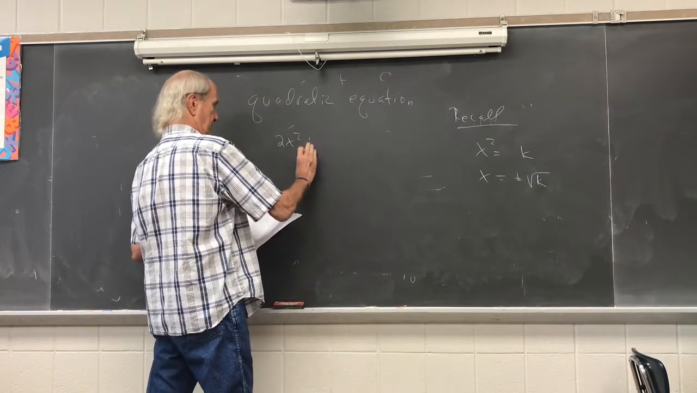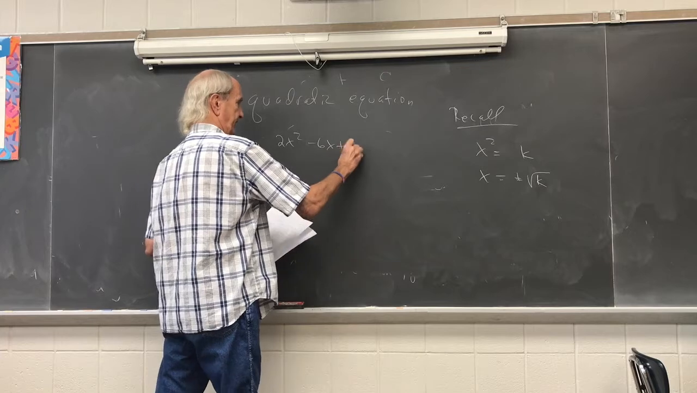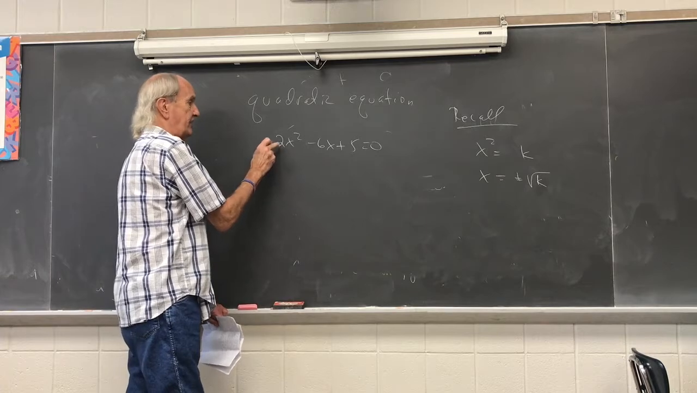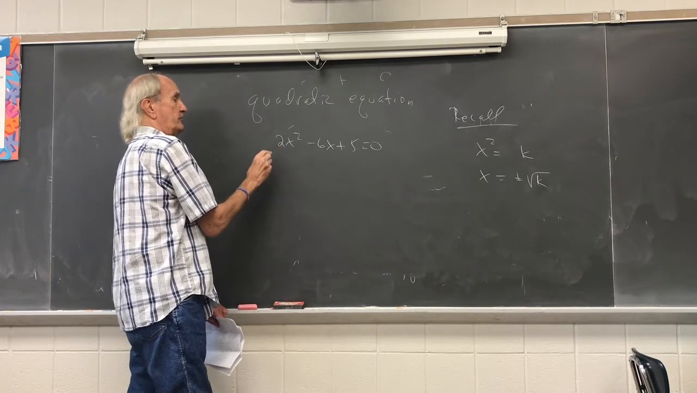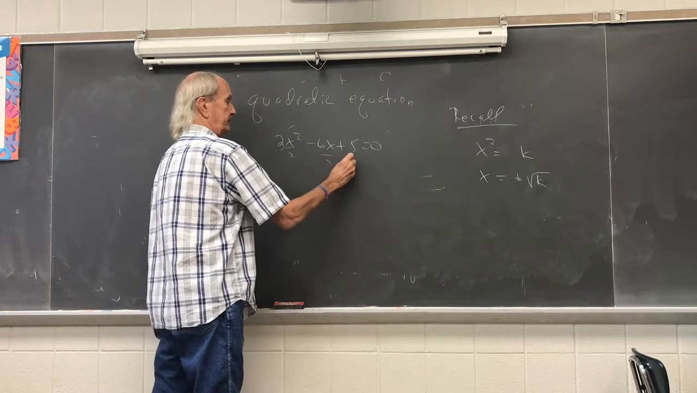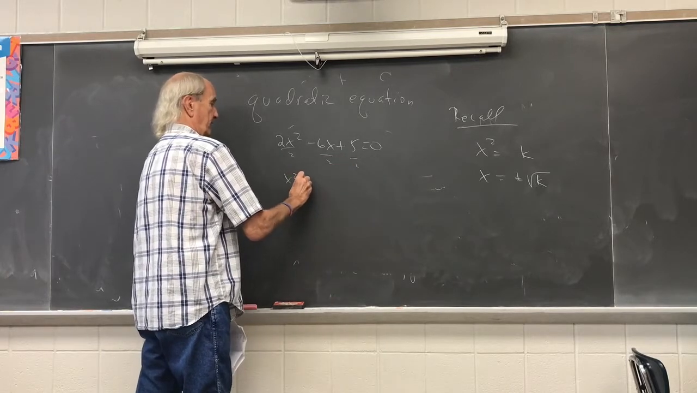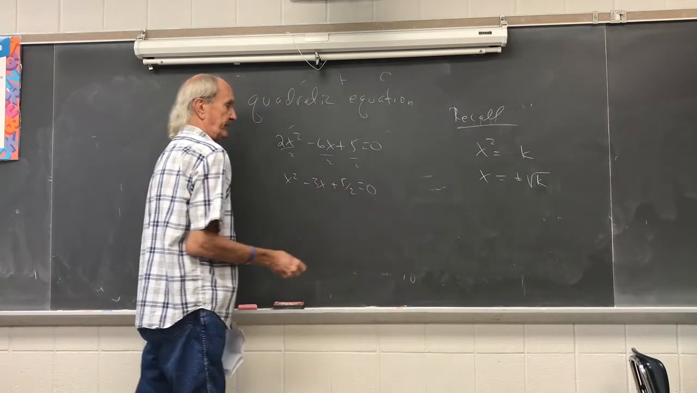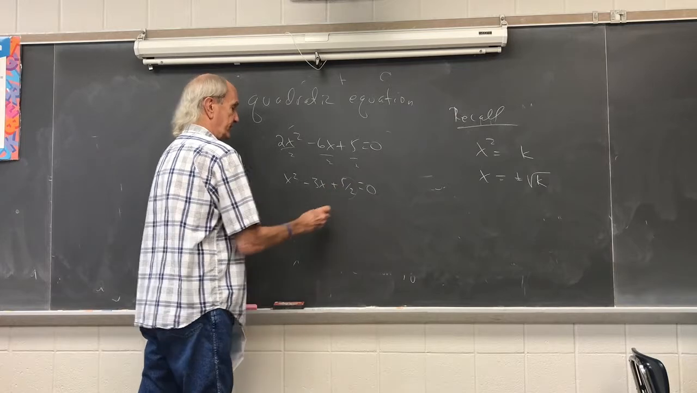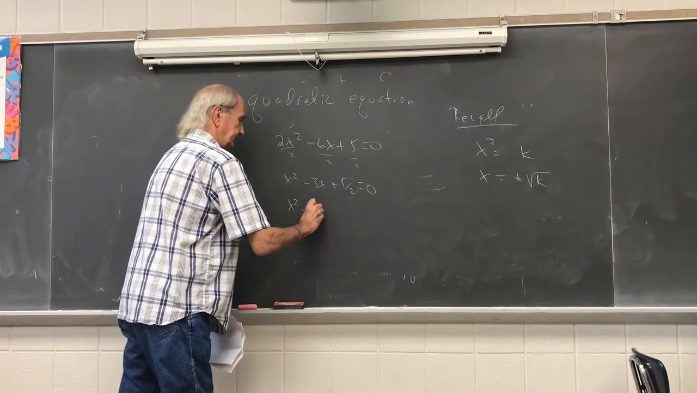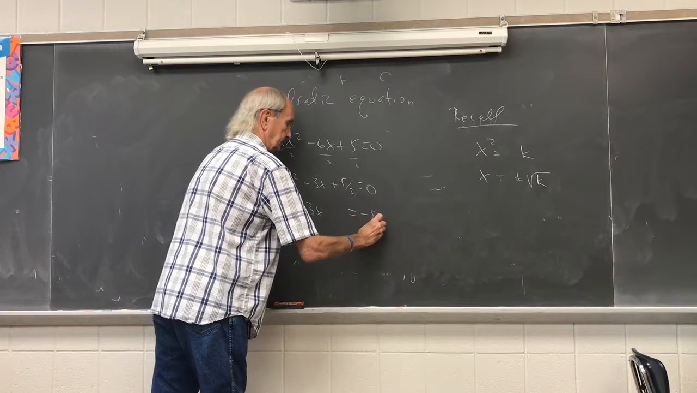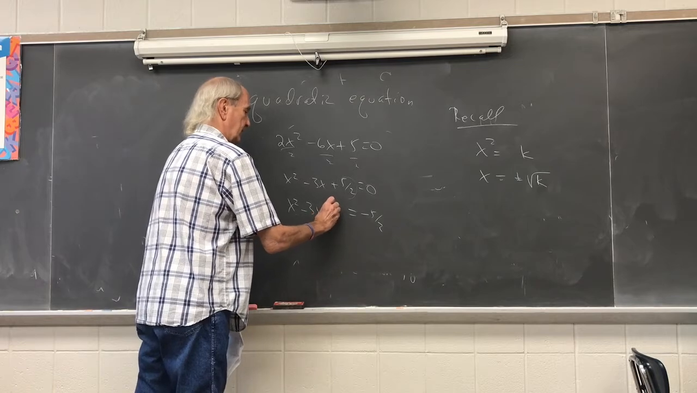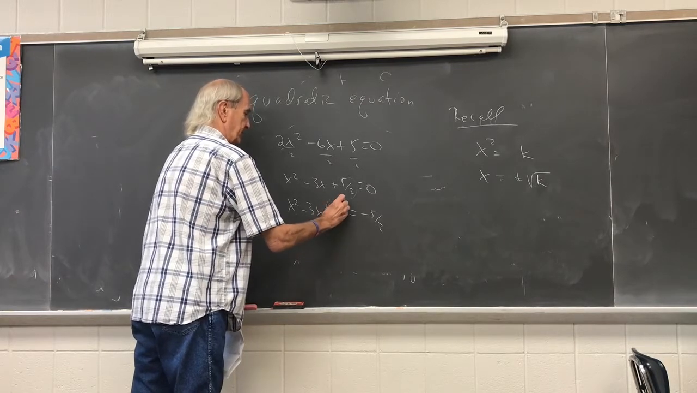2x squared minus 6x plus 5 equals 0. It's in descending order. We have a problem here. It's not a positive 1, it's a 2. So we're going to divide everything by 2. So we have x squared minus 3x plus 5 halves equals 0. We're going to take the constant term and move it to the other side. We're going to take half of the coefficient of x and square it and add it to both sides.